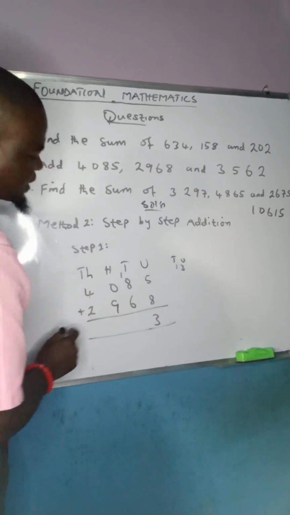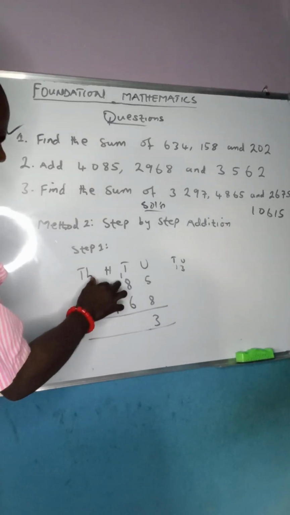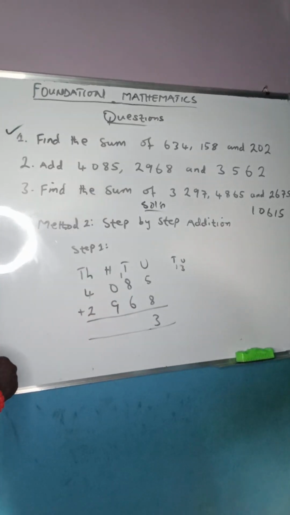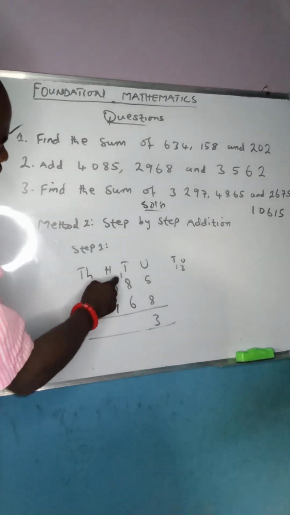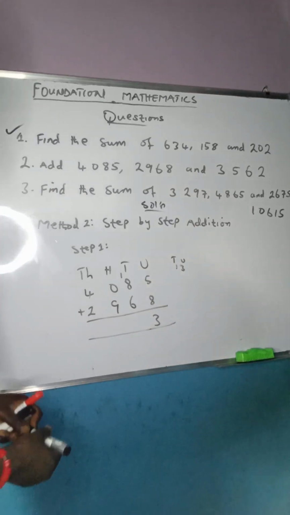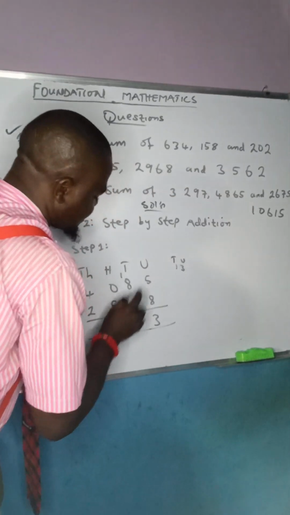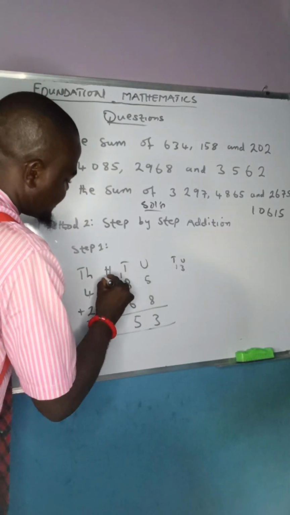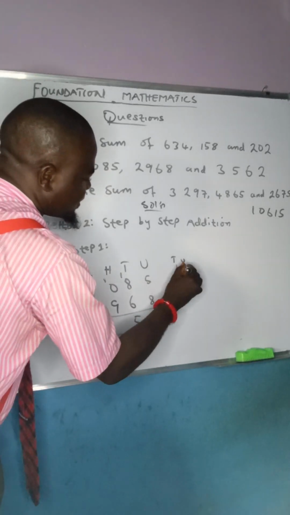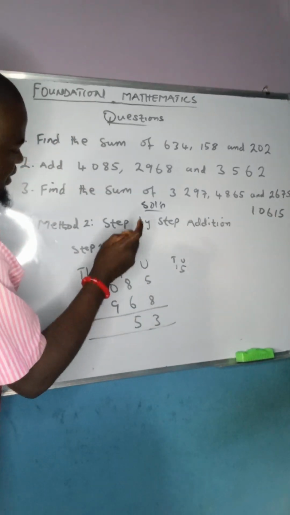So 8 plus 6 is 14. 14 plus 1 is 15. I'll write down my 5. Carry 1. That one I'll put it here. That's 15. You write down 5 and carry 1.